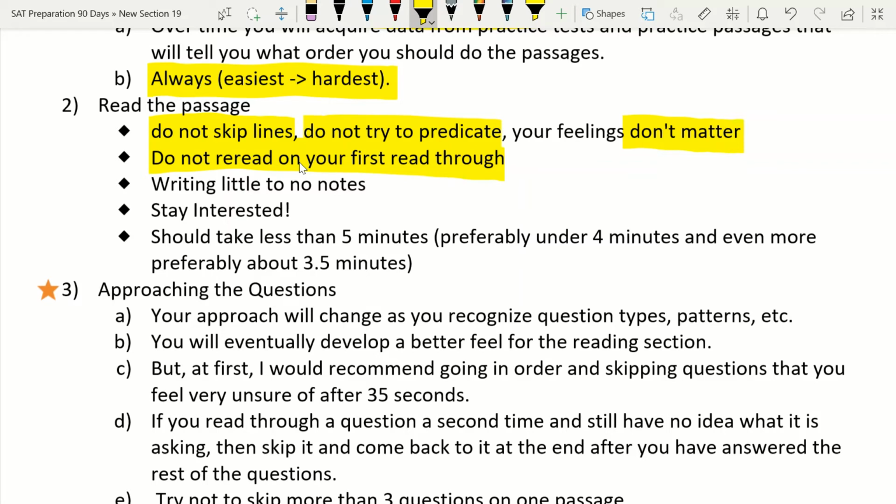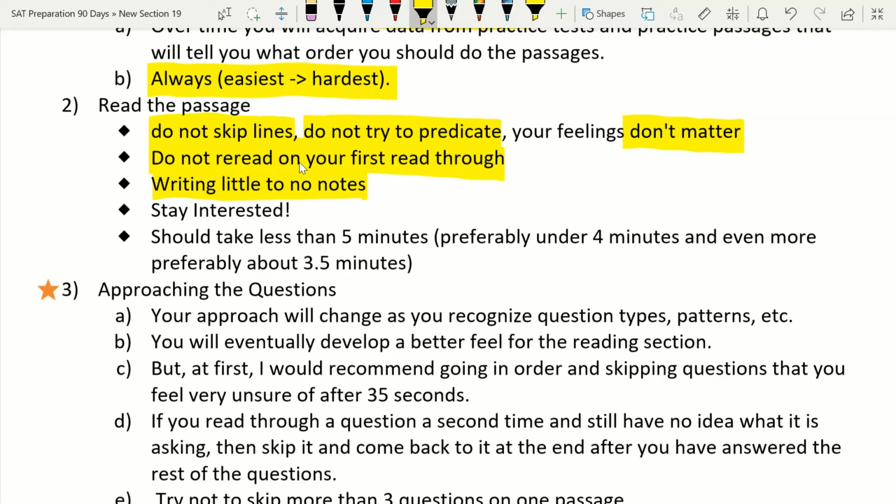Next thing I recommend, write little to no notes on your initial read through. Now here's what I mean by that. I'm perfectly fine underlining things. In fact, I actually recommend that you underline some things, but I don't recommend that you stop reading. I want you to always continue to read, right? So as you go through, just keep on reading. You can underline things, you can circle things and box things, but always keep reading.